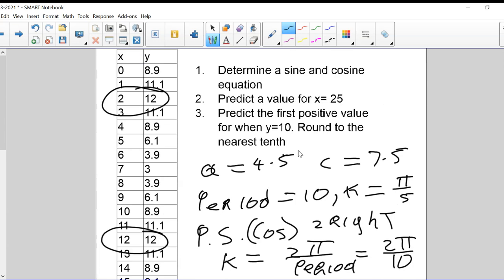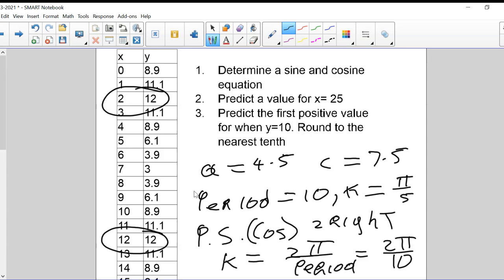Okay, so hopefully that makes sense, everybody. 6.1 sounds absolutely correct as a prediction for when x is equal to 25. Next thing is predict the first positive value when y is equal to 10 and round to the nearest 10th. Any thoughts on how we could do that?